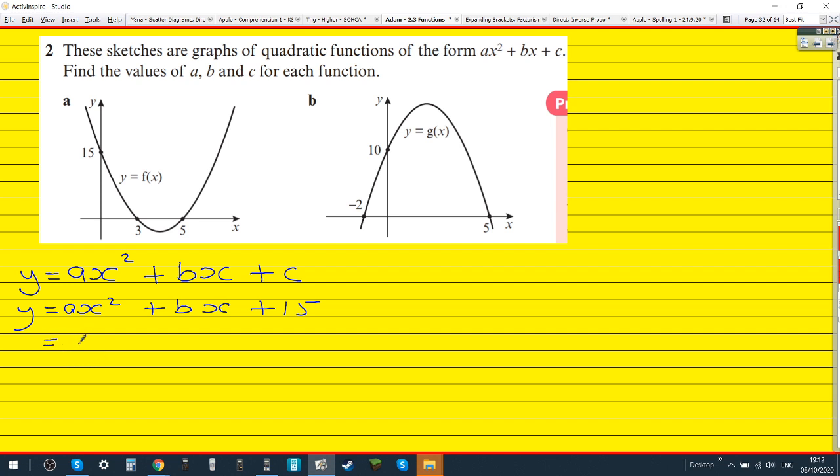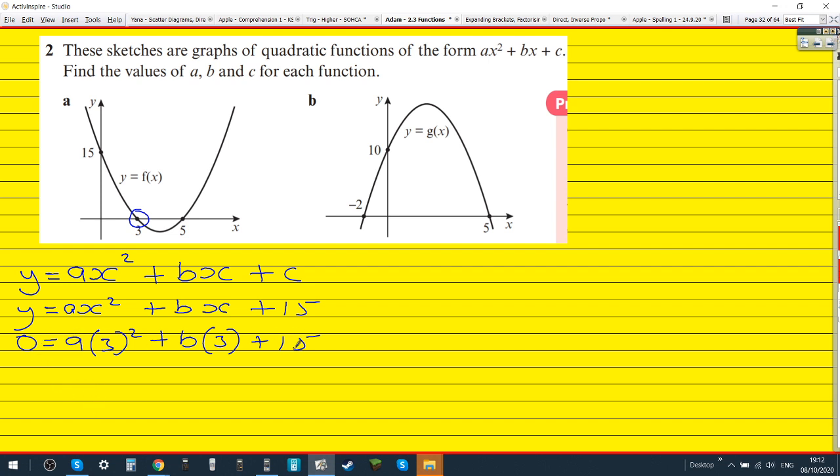So you could say a times 3 squared plus b times 3 plus 15. And what would that give you? What is the y? When x is 3, what is the y coordinate? 15. No, down here. What is the y coordinate? Oh, 0. Yes. So now you can work it backwards, since you know what 0 is.